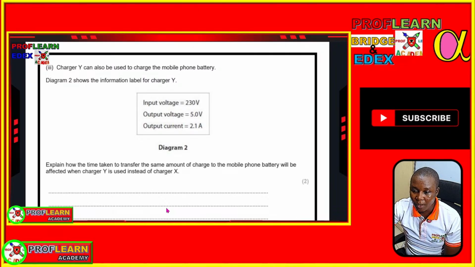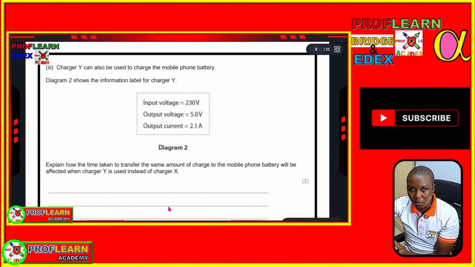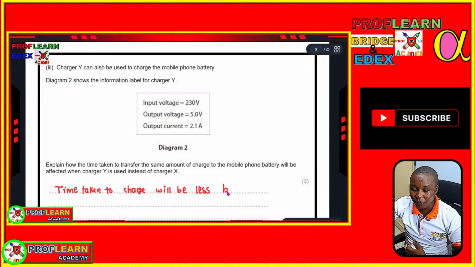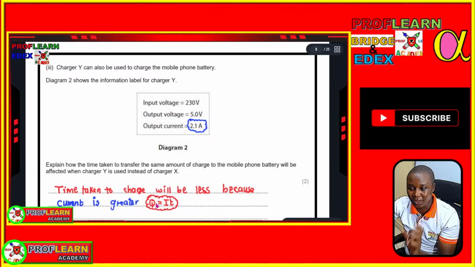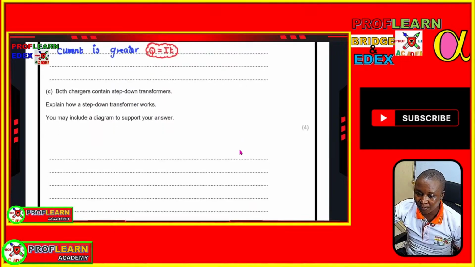But you can see now the power output of this charger is a bit larger because the output current is higher, it is 2.1. The other one was 1.2. So this one is going to take less time to charge this phone because it will be transferring more current within a very short period of time. So time taken to charge will be less because current is greater, and we have already said charge is current times time. So if current is high, it has to take less time to do the charging.